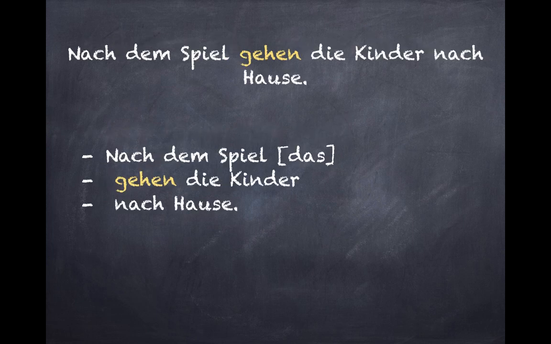Nach dem Spiel gehen die Kinder nach Hause. Here we have used nach two times. The first is the dative preposition nach, after the game, and the second nach is for home, to house. After the game, children go home. Nach dem Spiel, again das Spiel changes into dem, dative. Kinder is plural, so gehen die Kinder, and then the rest of the sentence, nach Hause.